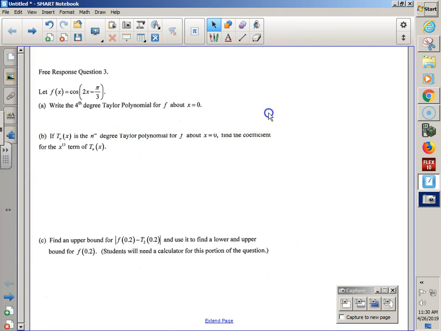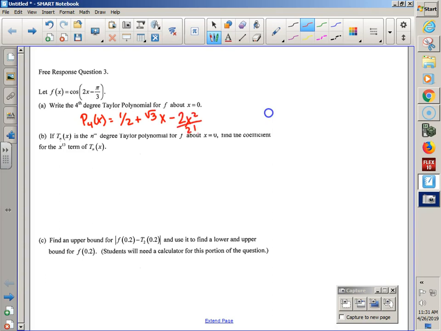All right, so what did you get for the eighth kid? 1/2 plus square root of 3x minus 2x squared over 2 factorial minus 4 square root 3 x cubed over 3 factorial. One more: 8 x to the 4th over 4 factorial. Okay. If T sub n is the nth degree Taylor polynomial for x, they just say keep going. Find the coefficient for the x to the 13th term.